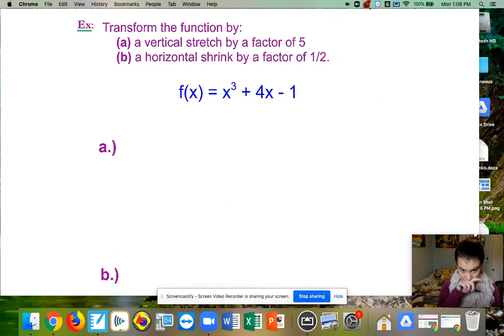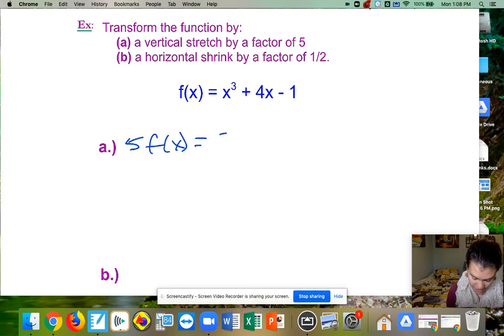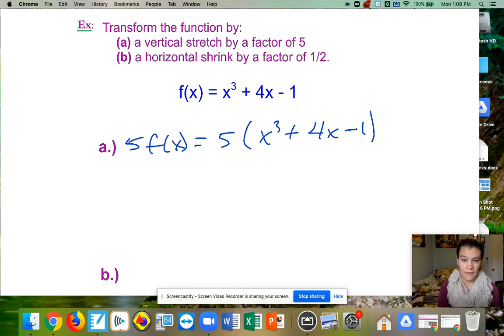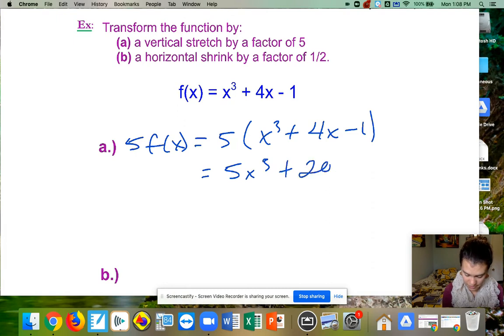Okay, so here we want to transform this function 2 different times. So first we want a vertical stretch by the factor of 5. So that applies to the whole function. So you're going to take 5 times x cubed plus 4x minus 1, and then just distribute that through. So you get 5x cubed plus 20x minus 5, and that's your answer.